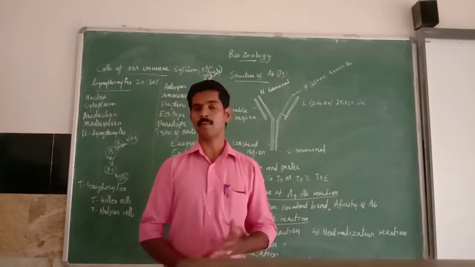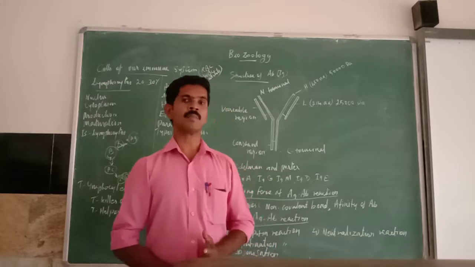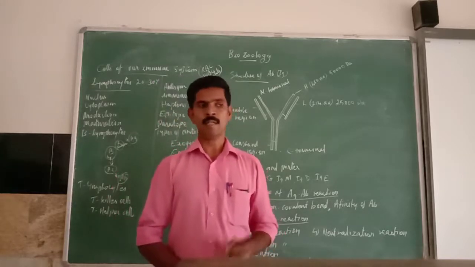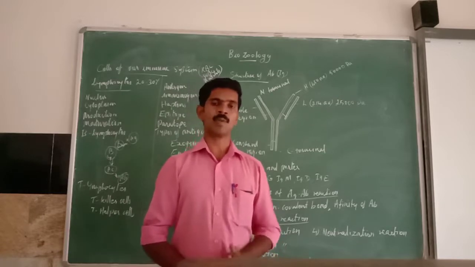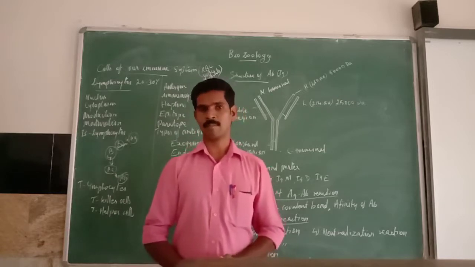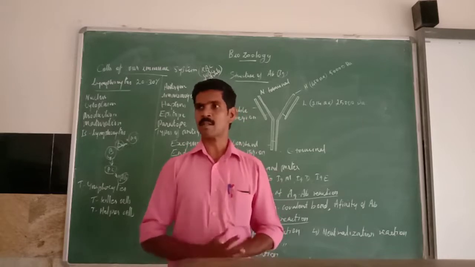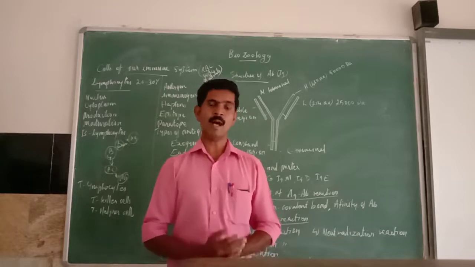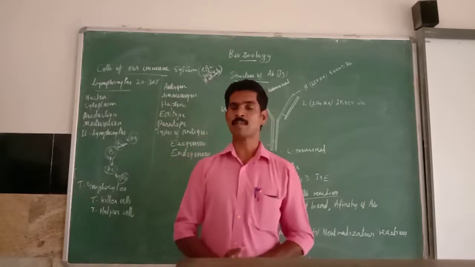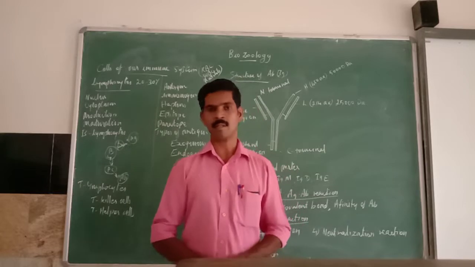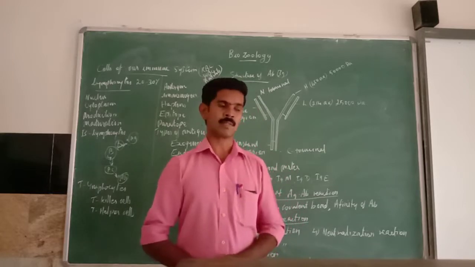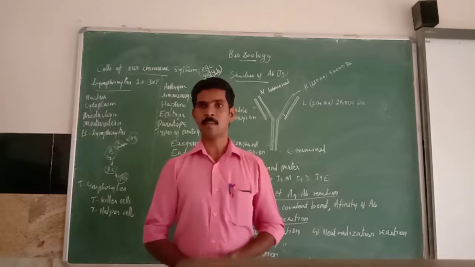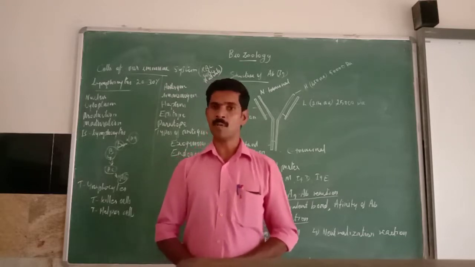The lymph node and spleen are the important secondary lymphoid organs. Then the thymus and bone marrow are the important primary lymphoid organs. In the last class we studied the structure of all these lymphoid organs, and we also studied some important lymphoid tissues, for example Peyer's patches, tonsils, MALT, GALT, and BALT. These are some of the lymphoid tissues.